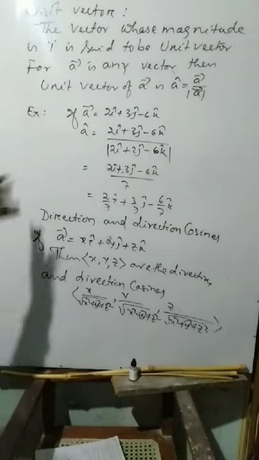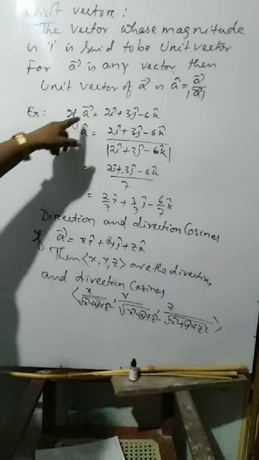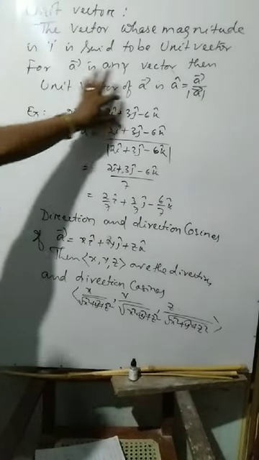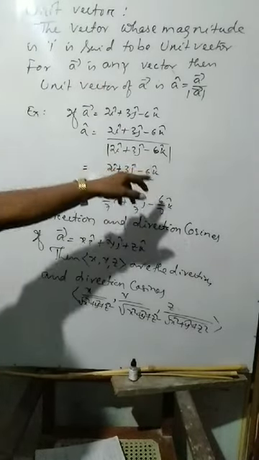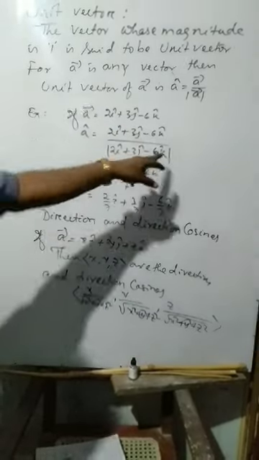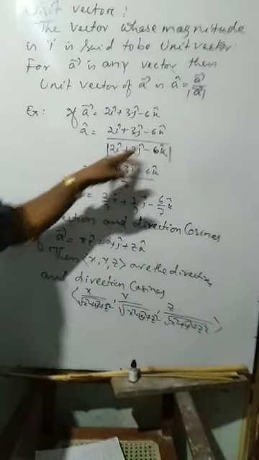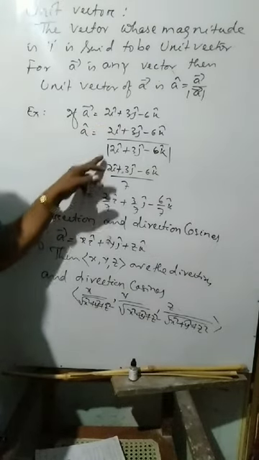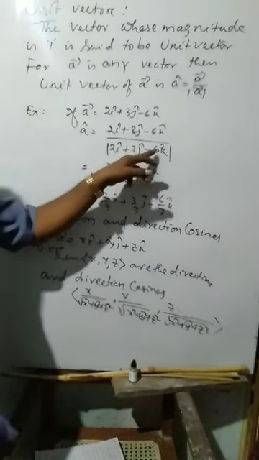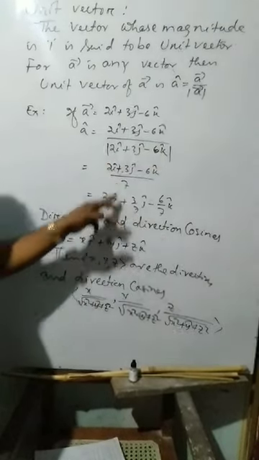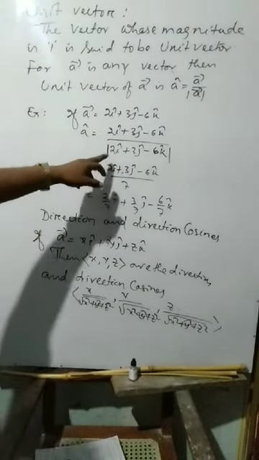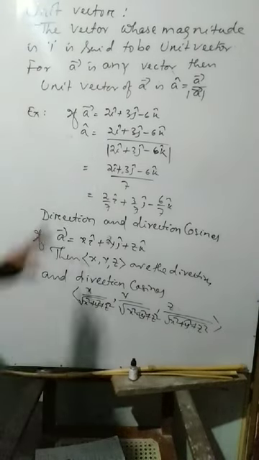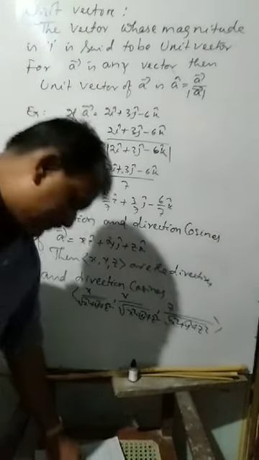How to find the unit vector? Look at one example here: A is one of the vectors given. For finding the unit vector, you put this vector on top, and below you write the magnitude of this vector. The magnitude is square root of 2 square plus 3 square plus minus 6 square, which equals 7. So this is the unit vector. In this way you can find the unit vector.